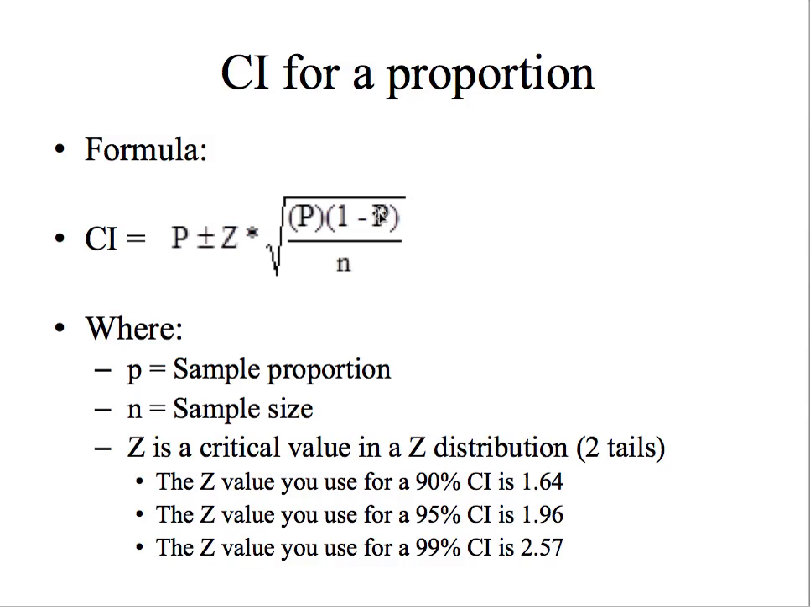Now, the formula we use is this one. So the confidence interval is equal to the sample proportion plus or minus the square root of the sample proportion times 1 minus the sample proportion, divided by the sample size. Right? N is the sample size. It is a lot simpler than it looks in that formula.